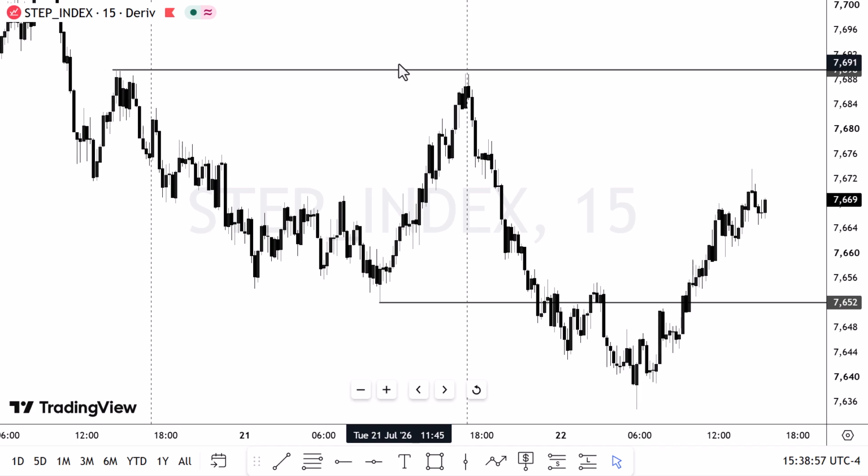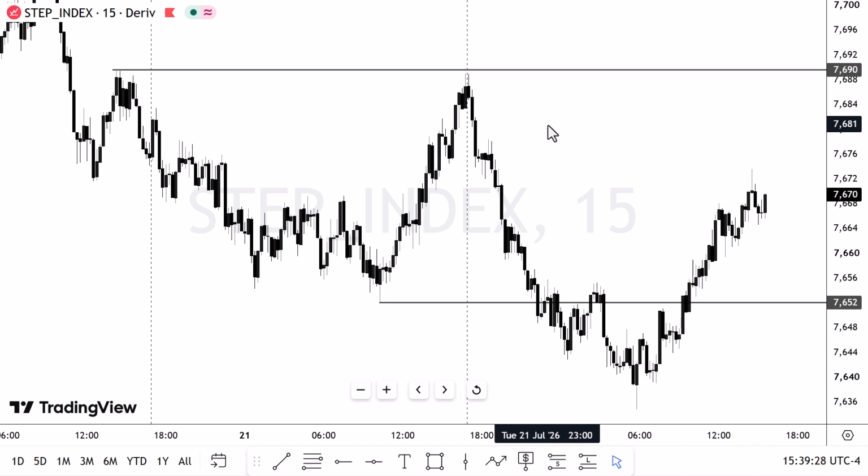When I start to see that step index is printing relative equal highs, it's baiting people to look at these relative equal highs and go short. That's what a lot of people are associating what this chart looks like. Well, I'm not seeing a shorting opportunity at 7,690. I am not looking for shorting opportunities.